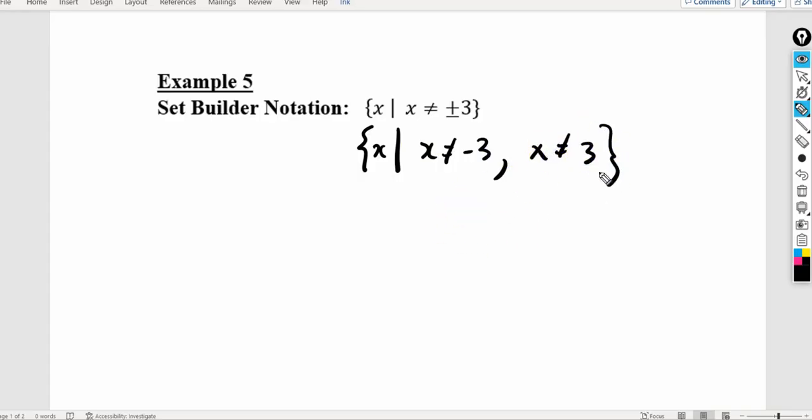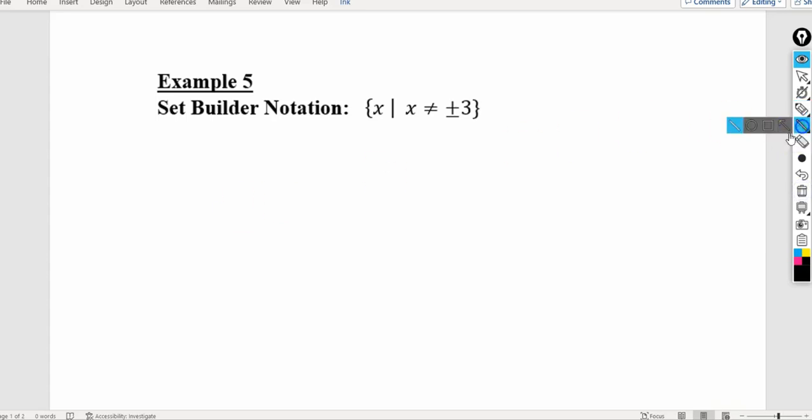That's what it is in longhand, but you'll never see it written like that. They'll write it in this shorthand: x is not equal to plus or minus 3. And that's what it means in longhand, but you won't see it like that. Now, what if you're asked to write that in interval notation?